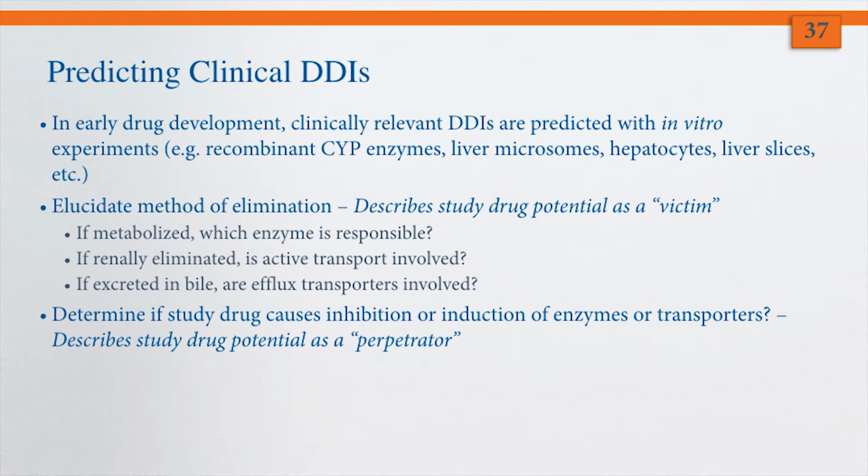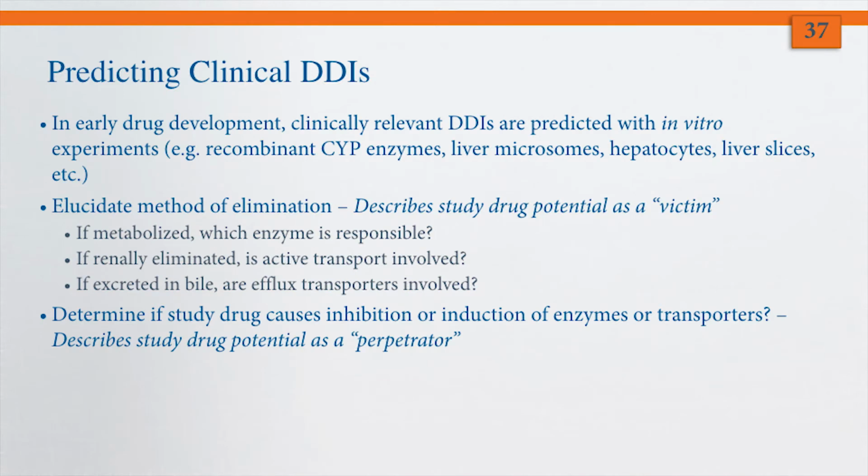After we've characterized how the drug is eliminated, this essentially describes the drug's potential as a victim drug. So if it's a CYP3A substrate, then we need to start thinking about which CYP3A inhibitors or inducers it might be co-administered with. After we've characterized the drug as a substrate or as a potential victim, then we determine whether the drug has the potential to inhibit or to induce enzymes or transporters. This describes the study drug as a potential perpetrator. And after we've described all these things using in vitro experiments, then we can start to relate it to the clinical likelihood of this actually happening.